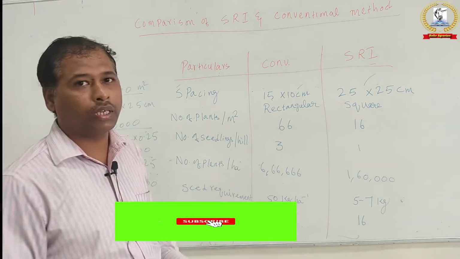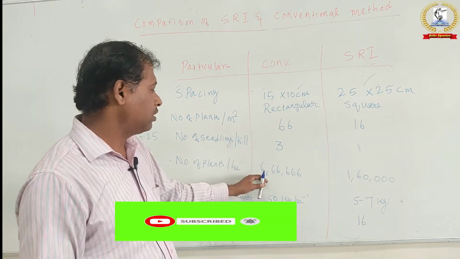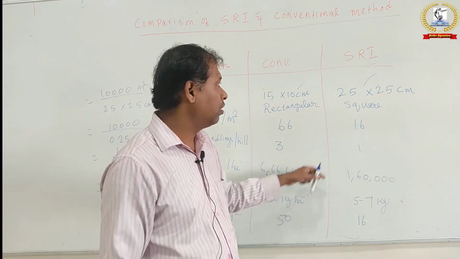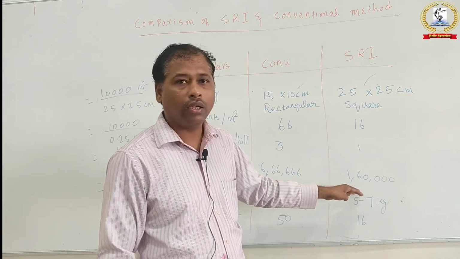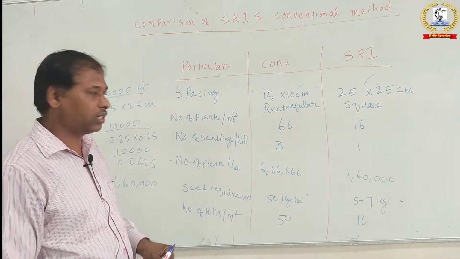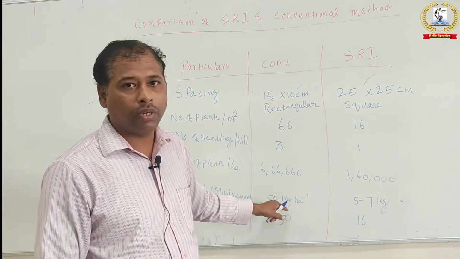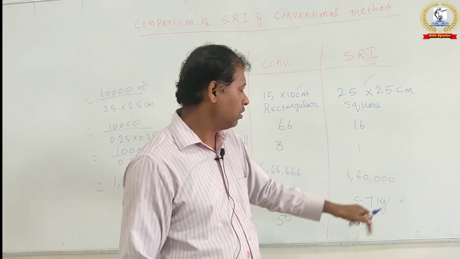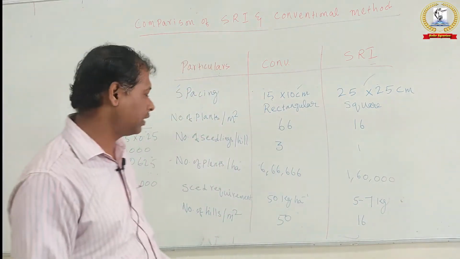And the number of plants per hectare, in conventional method, the plant population will be 6,66,666, whereas in SRI, the plant population will be 1,60,000 only. Next one is seed requirement. In conventional method, the farmers adopt about 50 kg per hectare, whereas in SRI, the seed rate will be only 5 to 7 kg per hectare.